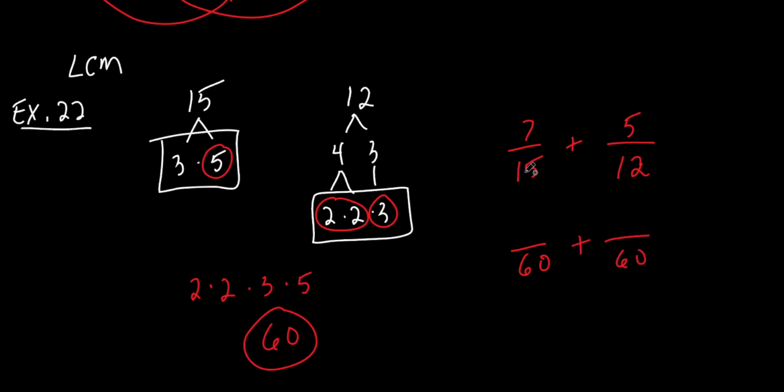And then I say 15 times what is 60? I think that's 4, isn't it? So that's times 4, so I multiply that by 4. 12 times what is 60? 12 times 5 is 60, so I multiply the top and the bottom, and that's a 25. I'm going to add those up, 40, 53, right? 53 over 60. That's how I would do it, okay?